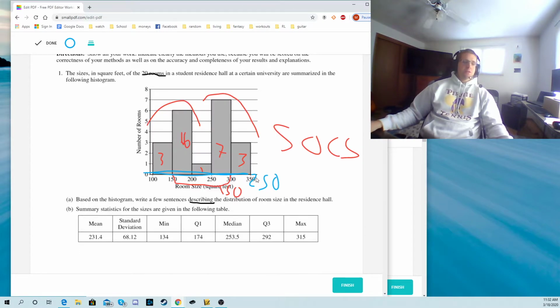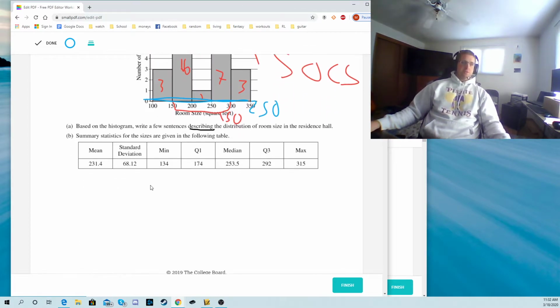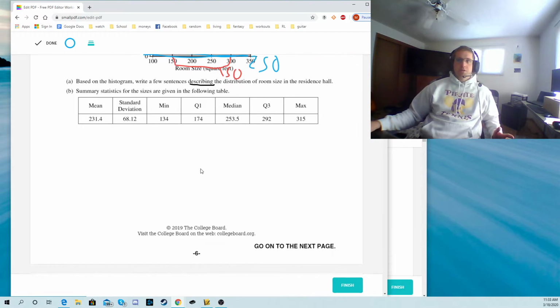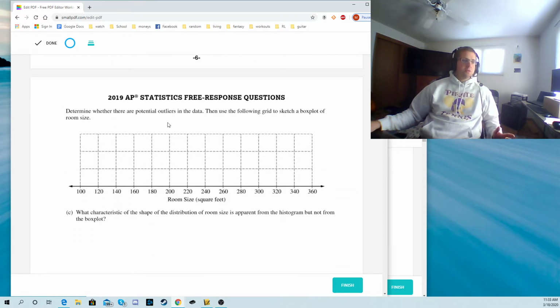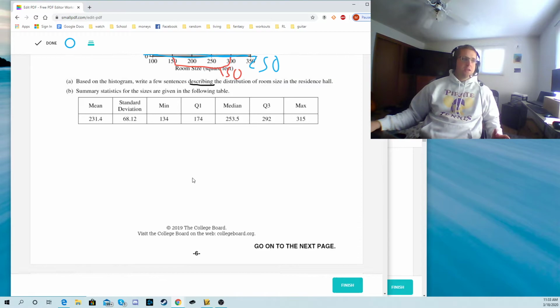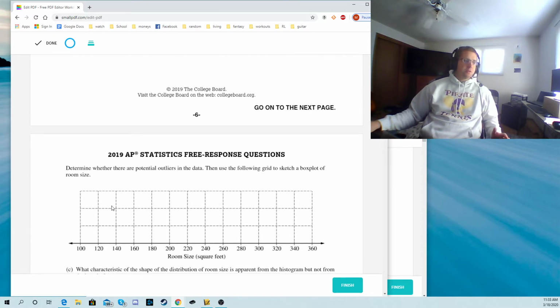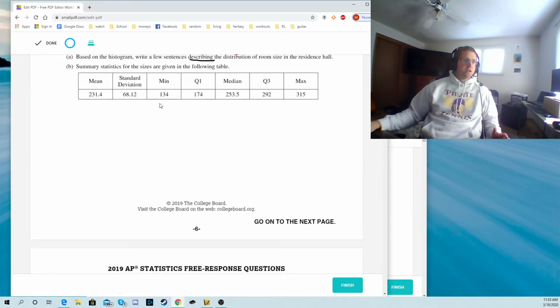So let's look at the second one. Now they decided to give us some information, and we can use this. So it looks like the summary statistics for the sizes are given in the following table, and they want us to determine whether there are potential outliers in the data, and use the following grid to sketch a box plot. Well, I can sketch a box plot pretty nice. I mean, min 134, so you can find right around where 134 is, draw a line.